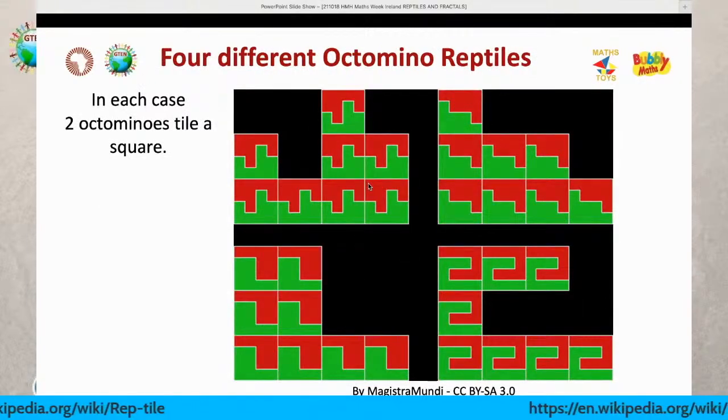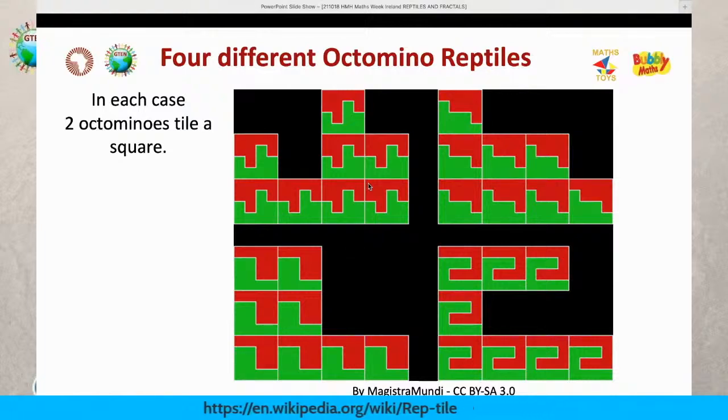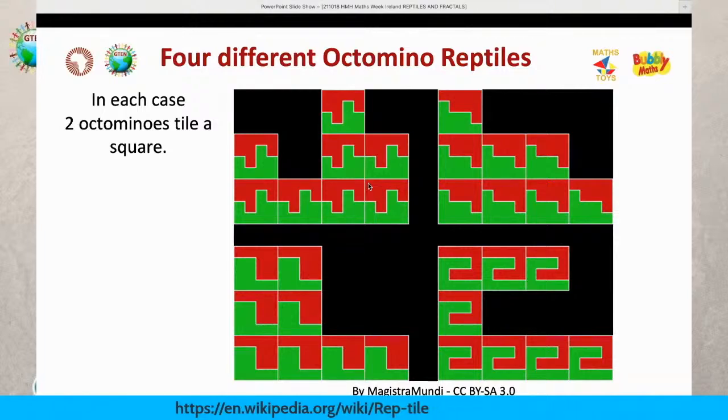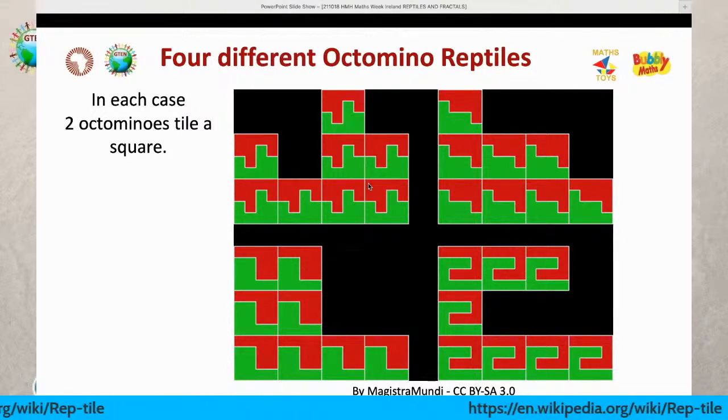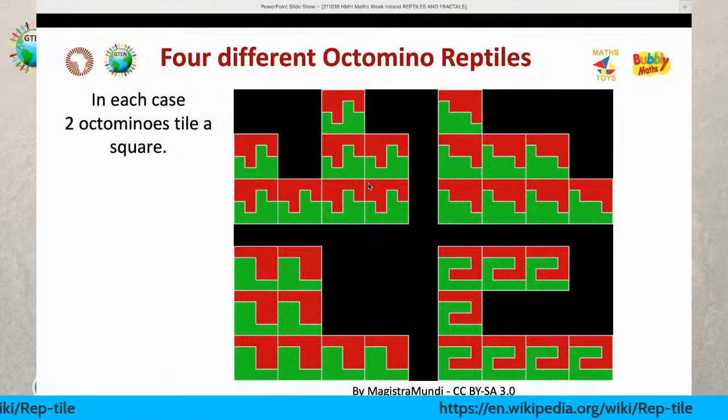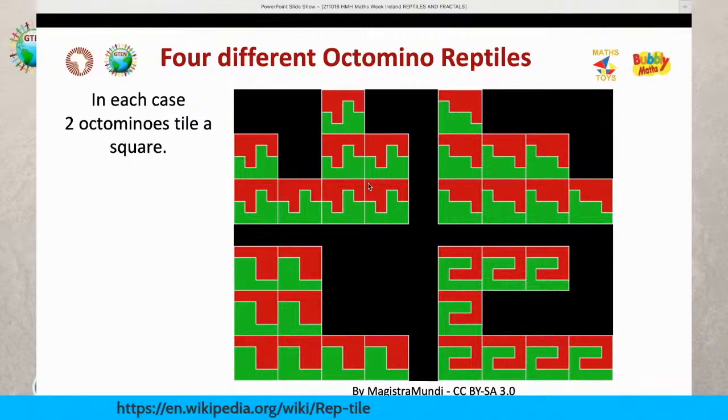Right, Toni, what else have we got? Well, now here, it's a bit confusing. You have to just think carefully. There are actually four different patterns here on the one screen, and these are octominoes. Each green and red one is made up of eight little squares. And the two octominoes are put together to make a 4x4 square. And then you can tile the plane with those 4x4 squares.